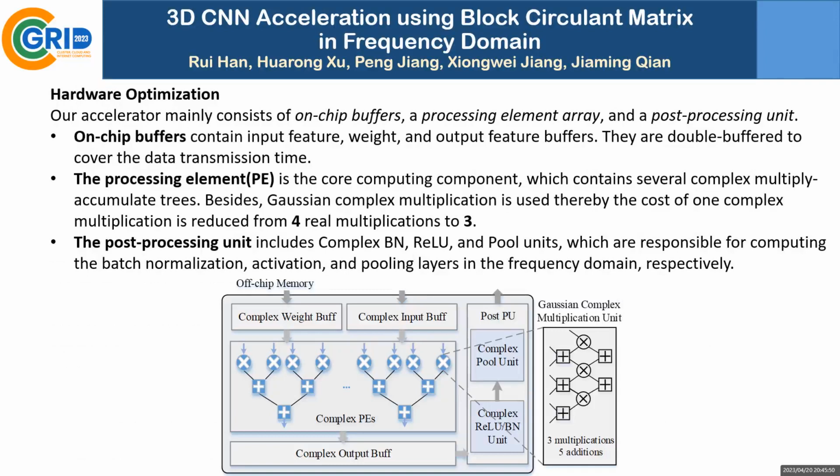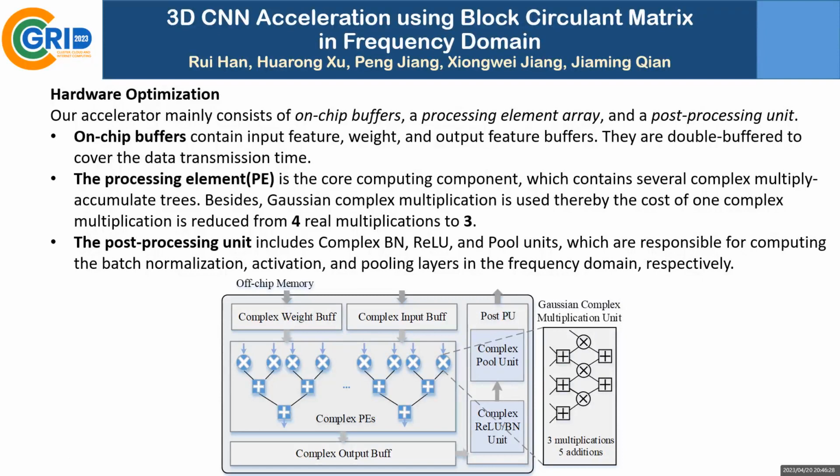Based on the algorithm optimization, we further designed an FPGA-based 3D CNN accelerator. Our accelerator's overall hardware architecture is shown in the following figure. As can be seen from the figure, our accelerator mainly consists of 3 parts. They are on-chip buffers, a processing element area, and a post-processing unit.